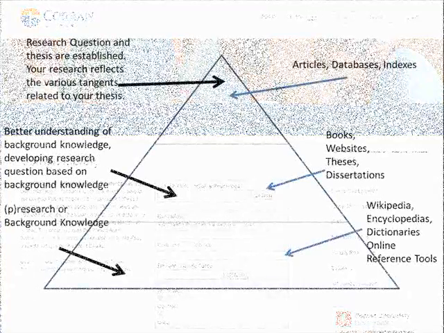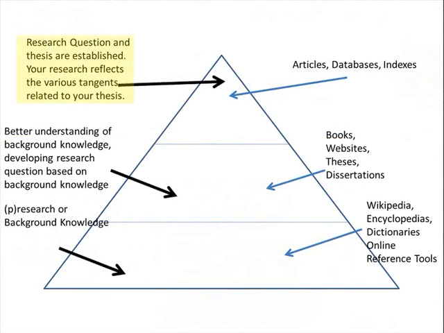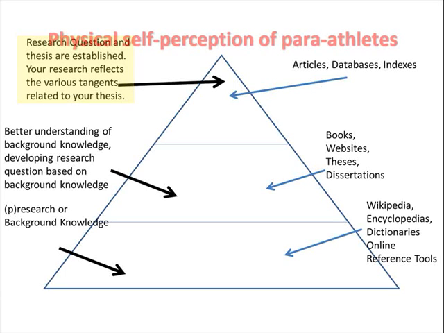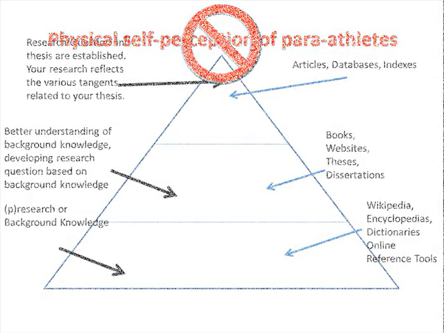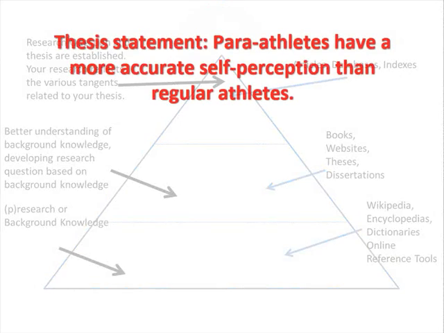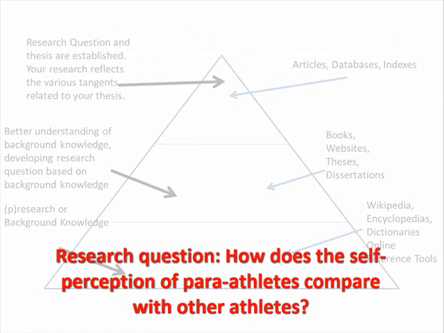The research triangle has the research question or thesis at the top. In this case, the physical self-perception of para-athletes is not a research question or a thesis, but it is very close. A thesis statement would look something like, para-athletes have a more accurate self-perception than regular athletes. And a research question would ask, how does the self-perception of para-athletes compare with other athletes?